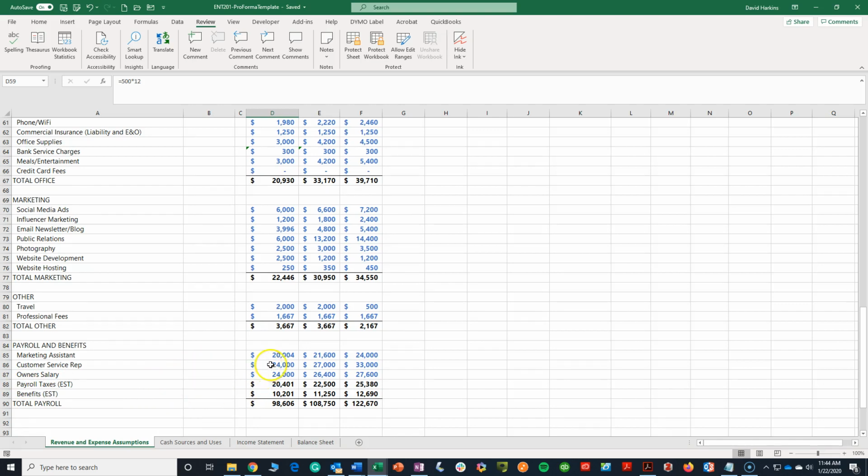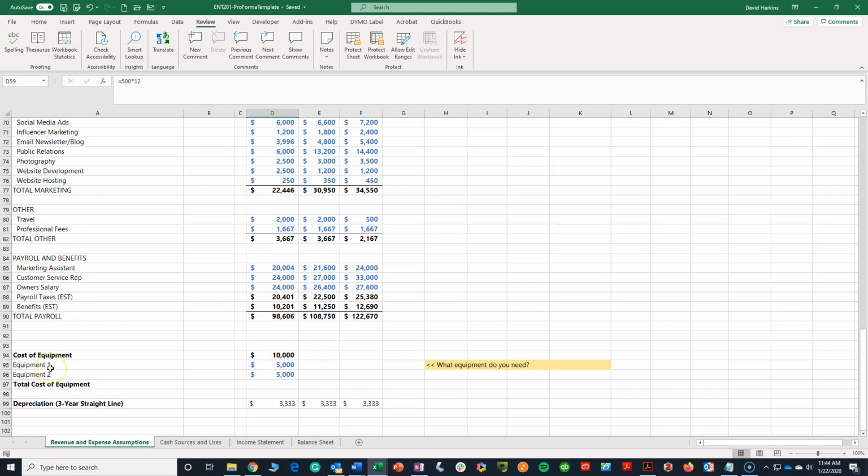Okay, and then I made the assumption that we needed to buy 2 pieces of equipment, and those were $5,000 each. And then there is a straight line depreciation method, which is basically you split this cost over 3 years. So in this case, it would be $33.33 that we would depreciate on a $10,000 investment.